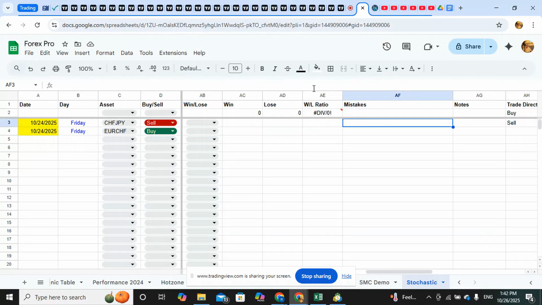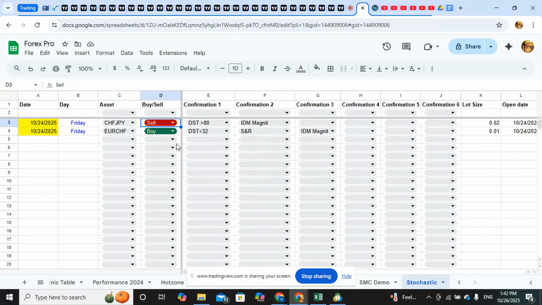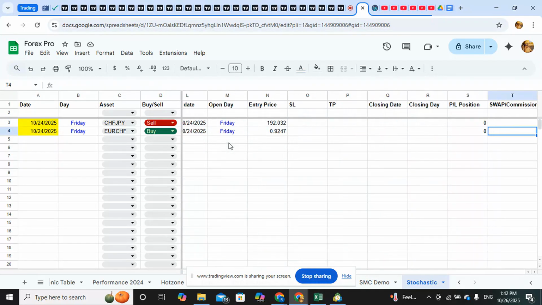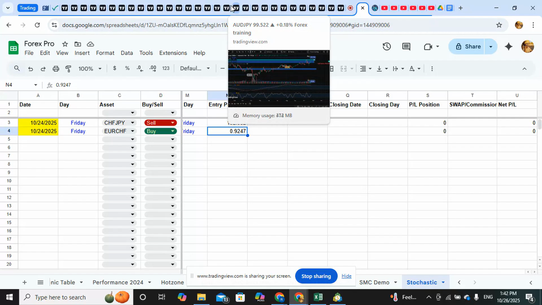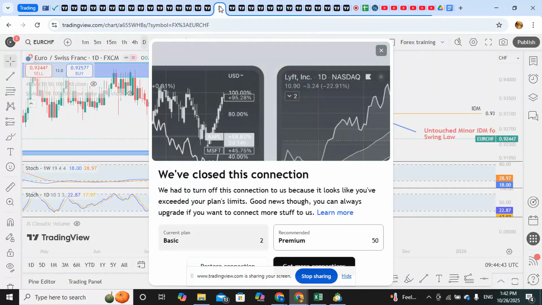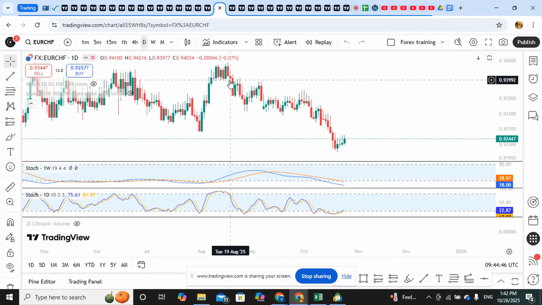The next one was the Euro CHF, and this one was different. We have the daily stochastic below 32. We have a support and we have the inducement magnet. So let's look at that and let's see the price. The price is 92.47. The Euro CHF, 92.47.